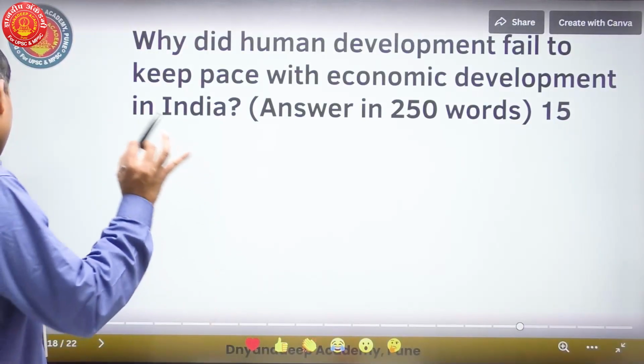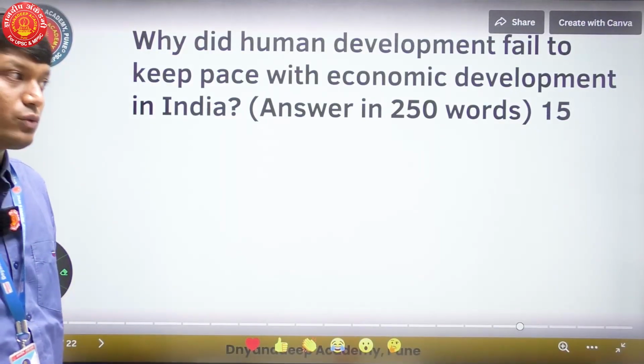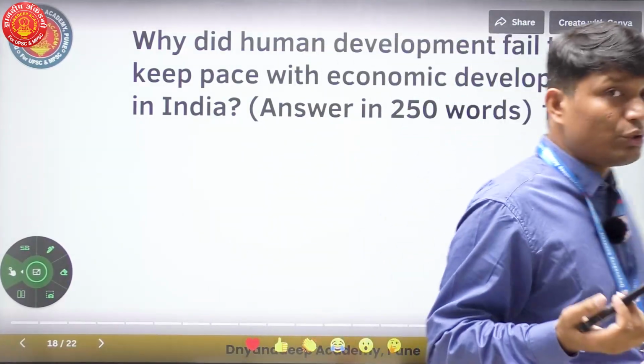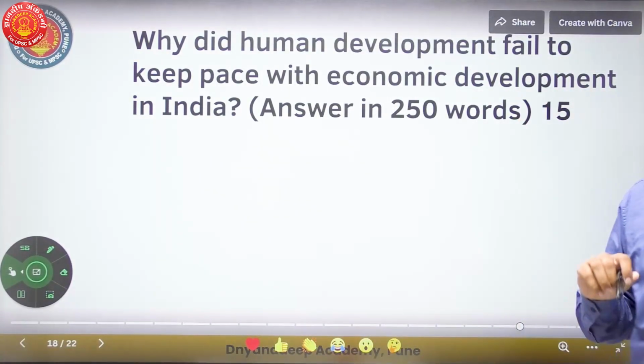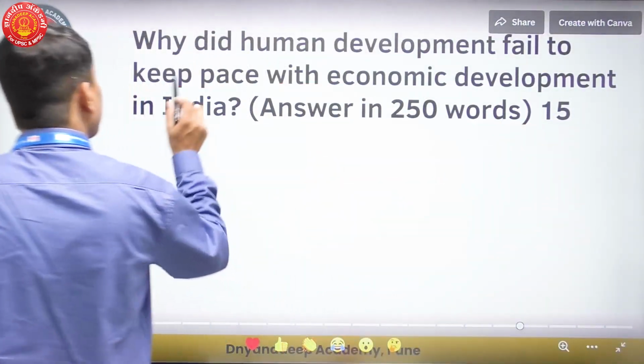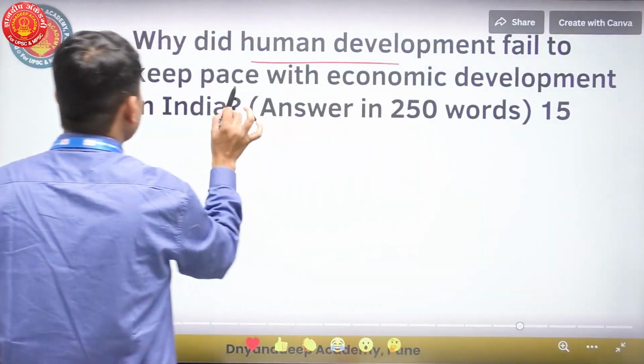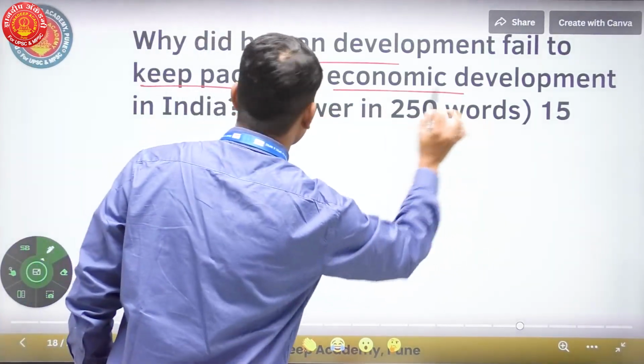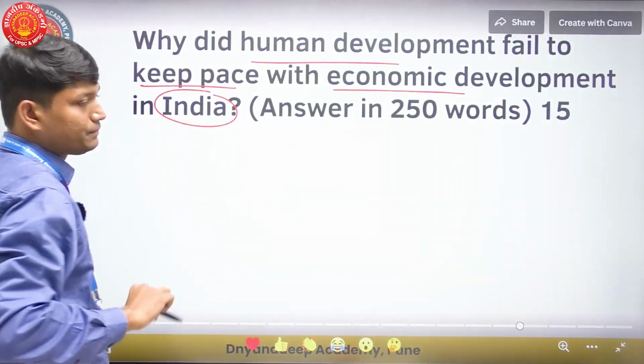Next, this is a classic geography optional question, I would say. I'll also tell you where I can relate this particular part in the geography optional. So the question reads: why did human development fail to keep pace with economic development in India?